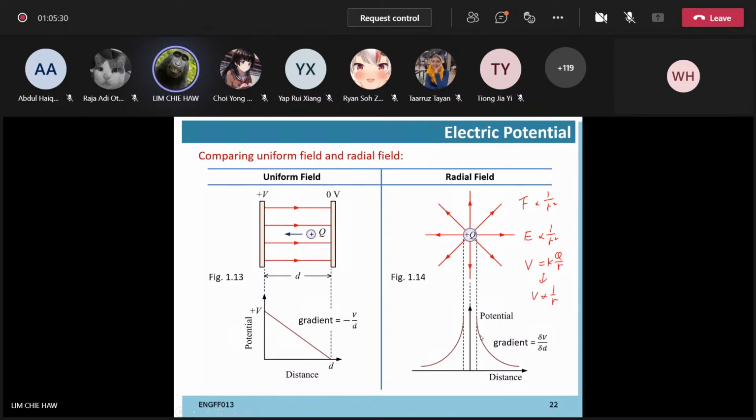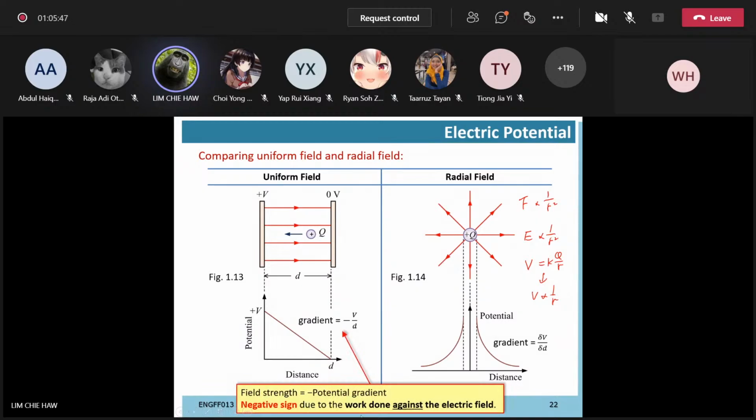The reason is because the value of the electric field is not constant, unlike the uniform field. I know some of you may ask why this has a negative gradient. Again, it involves the energy. Why do we get the negative sign here? The negative sign here is because of the work done against the electric field. We try to bring this charge towards the positive plate. Positive charge to positive plate, so we are against the electric field. Therefore you get a negative gradient here.